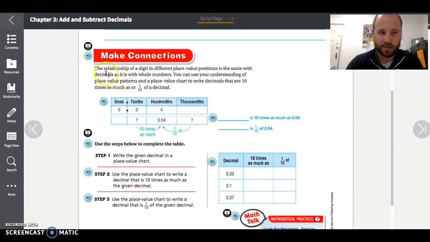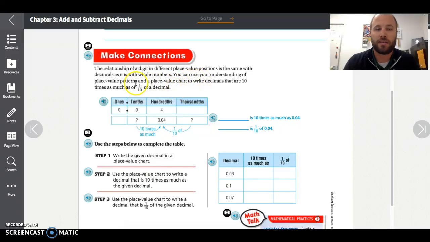We're going to come on down here. It says the relationship of a digit in different place value positions is the same with decimals as it is with whole numbers. So if we go 10 times a number, we know we're going to move up a place value, right? Decimals aren't any different. The only thing is now when we go backwards, we're going to talk fractions. We know that already, okay? We did that in chapter 1. All we're doing now is applying that concept to decimals, okay?